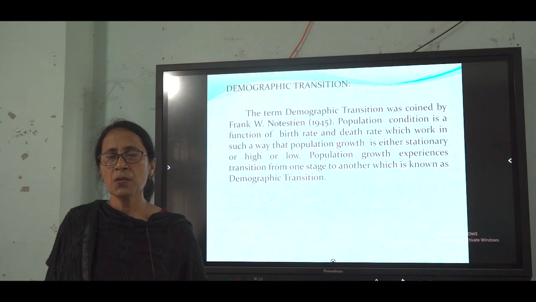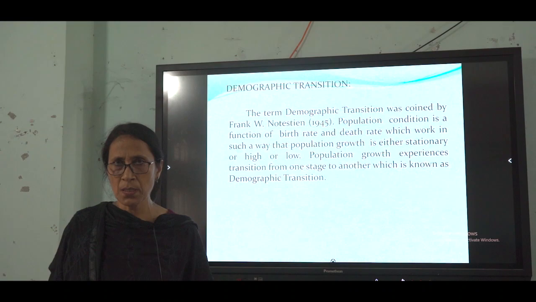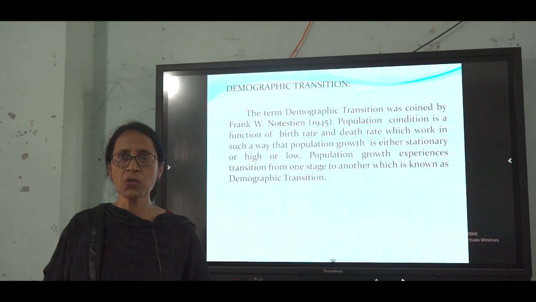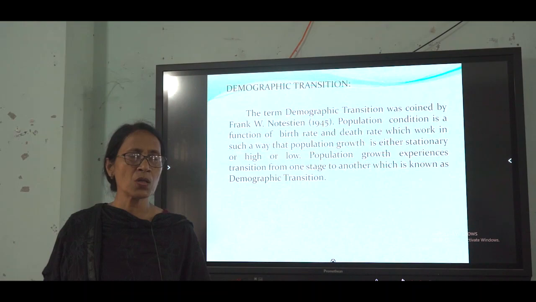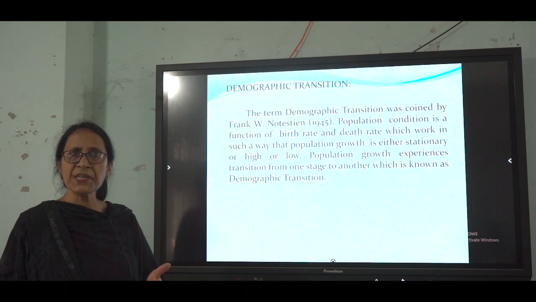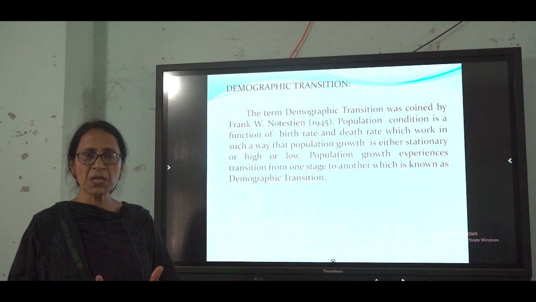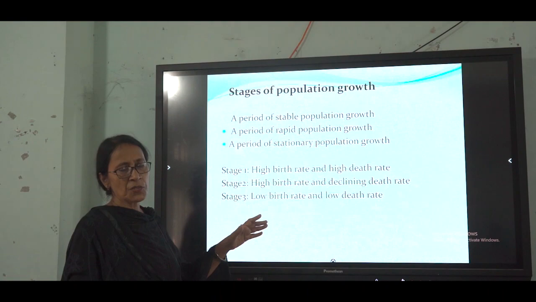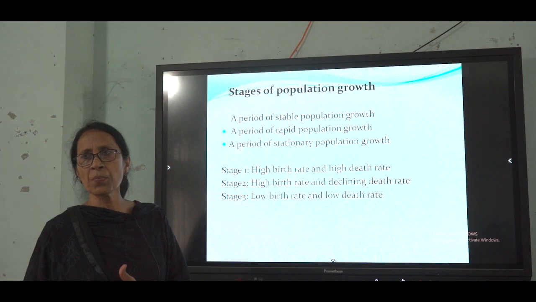It may be 100 years for a particular society to keep the population size in the same manner, which, as I told you earlier, is a function of birth rate, death rate and also migration. So it may be stable for a long period of time, then it may come to another stage where the population size may change because of the changing birth rate and death rate. So it is actually the jumping from one stage of society, societal form, economy, culture and other demographic characteristics to another.